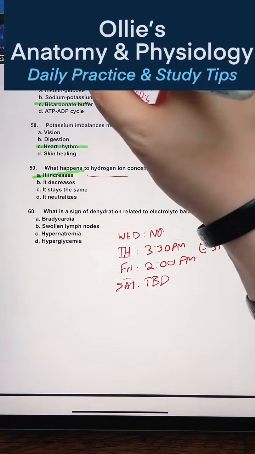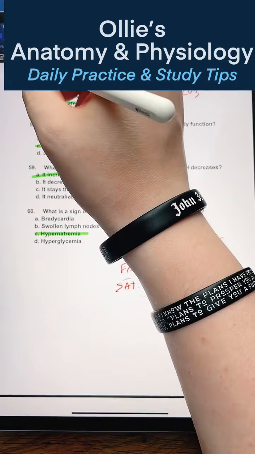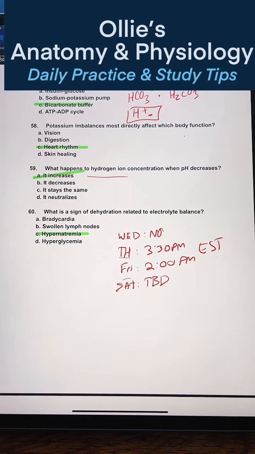Anyway, number 60, what is a sign of dehydration related to electrolyte balance? The answer is C, hypernatremia. Why is that the case? In dehydration, the body is losing more water than we are bringing in. When you lose water from anything, let's just say sweating in this case, or you don't drink enough, sodium stays behind in the blood. When you lose water but sodium stays, the concentration of sodium increases. That high sodium in the blood is referred to as hypernatremia.